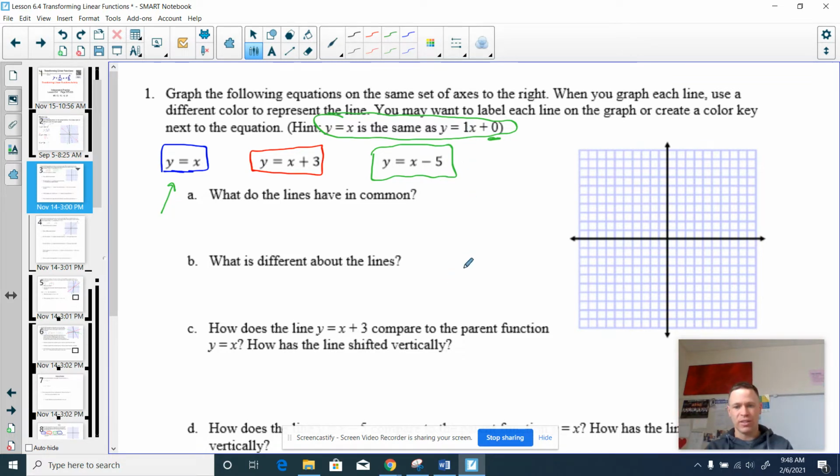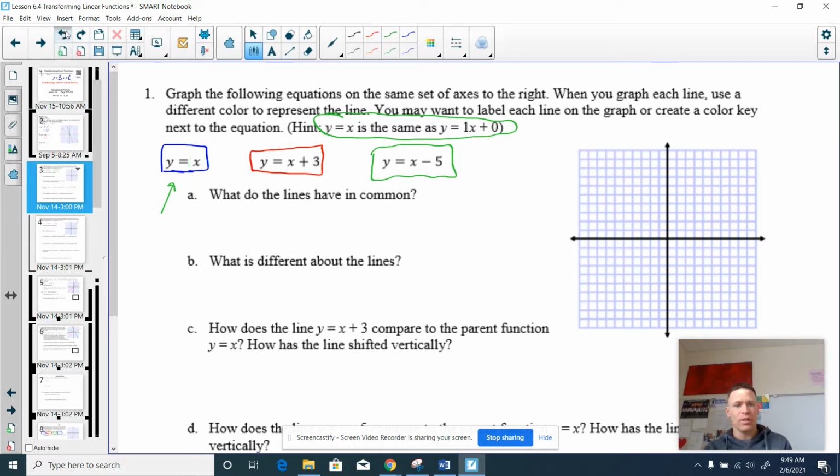The other part of this is that if I write just the variable x, typically we don't write the 1 in front of it. However, when we're thinking about slope-intercept form, that tells us that the slope is 1 over 1. We don't write either of those things if we're trying to write it in its simplest form, and that is why it appears as just y equals x. So again, y equals x is really the same as y equals 1x plus 0. We just don't write it that way because it's not necessary.